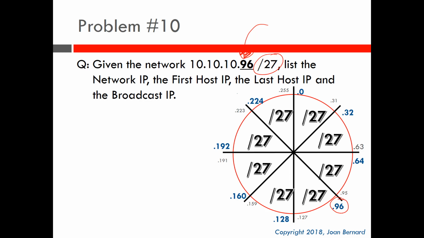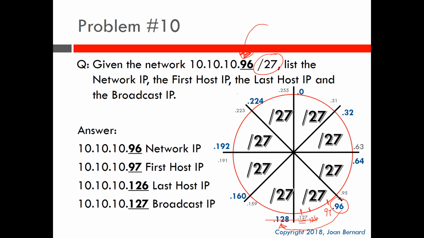I see that 96 and 32 would take me to my next subnet, 128. So that would be out of range. So my broadcast is going to be .127. And then my first and last host would be .97 here and .126 right there.